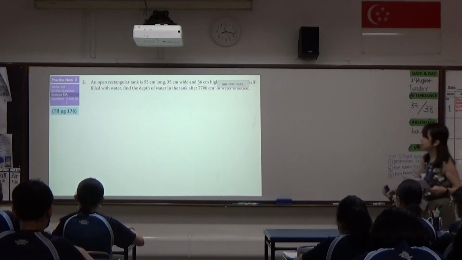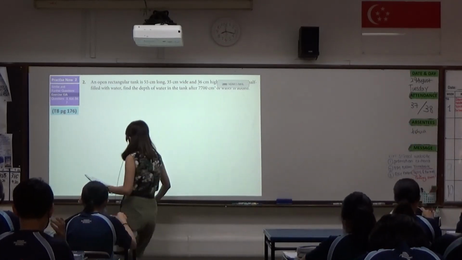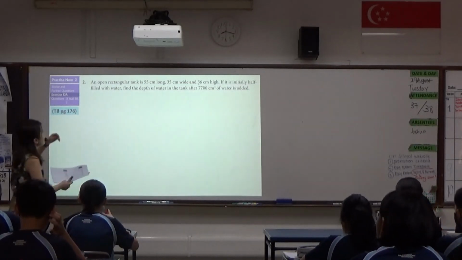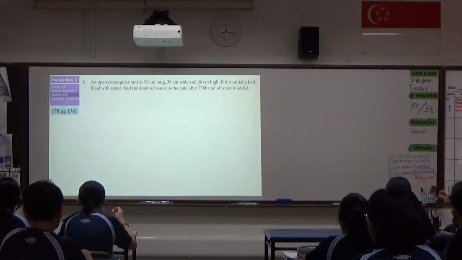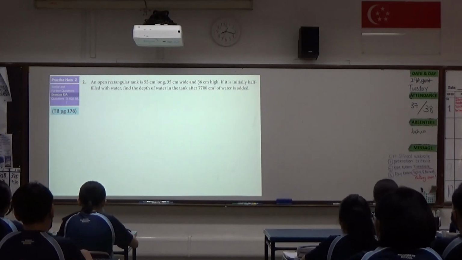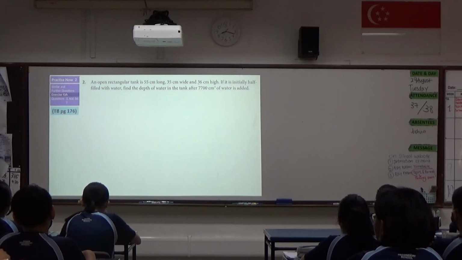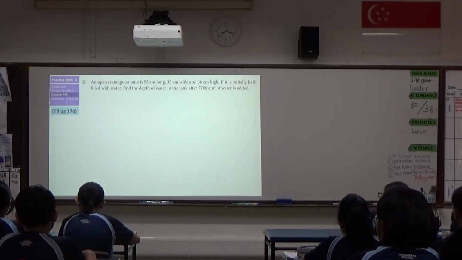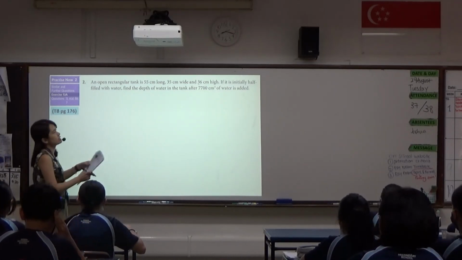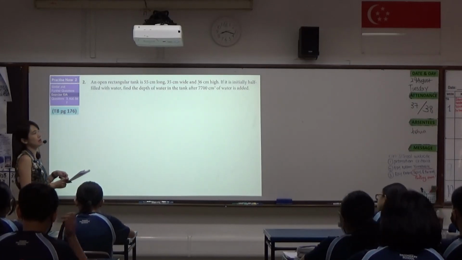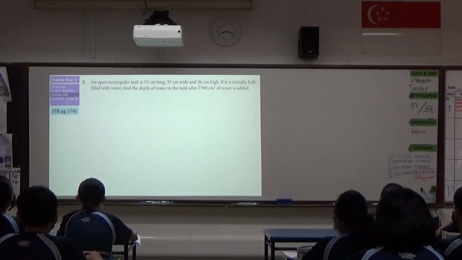Okay, let's look at this question. We are given that there is an open rectangular tank 55 cm long, 35 cm wide and 36 cm high, initially half filled with water. We want to find the depth of water in the tank after 7,700 cm3 of water is being added.